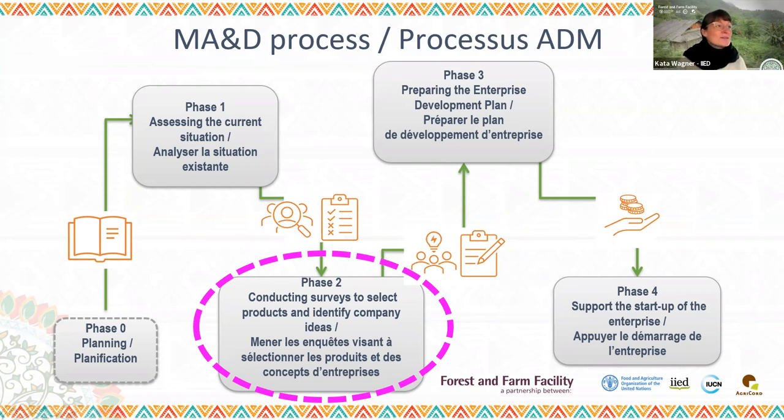Okay, so today we're going to talk about the second phase of MA&D. I wanted to have a quick discussion around what the objectives are, but I think we're a bit short on time, so I'm just going to skip that discussion now, if you allow me, and just tell you what you probably already know: phase two really aims to help potential entrepreneurs select the best products and enterprise options and to collect all the information required to design their enterprise development plan, which then happens in phase three.